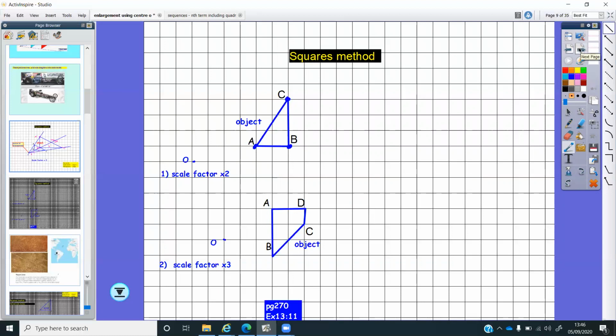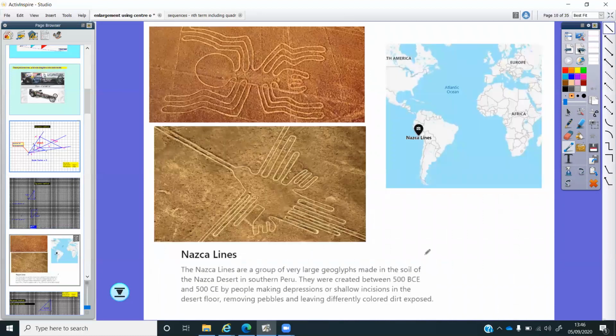Okay, fractional and negative scale factors. Sorry, going back to Nazca again, sorry. So you can mention this. I think it's nice to see where it is in the world. And some of them might have even been there if they're very, very fortunate. I haven't been there yet.